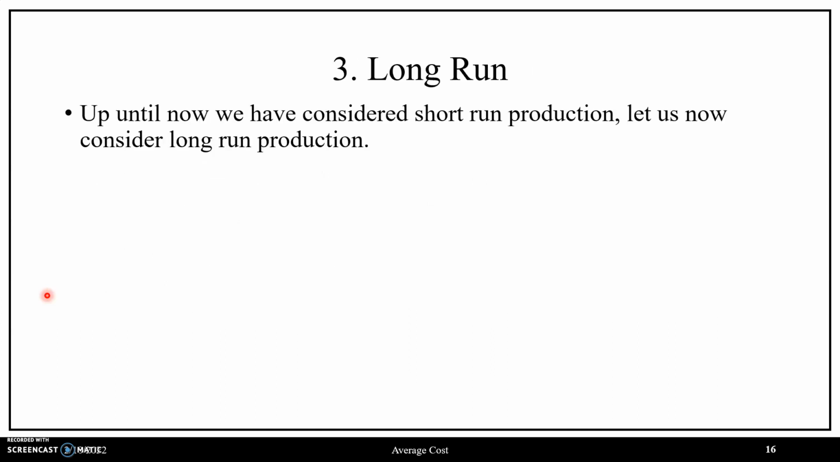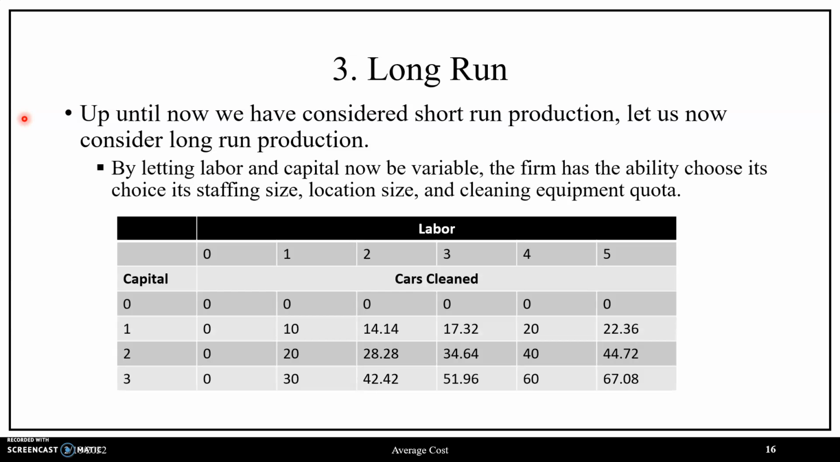So with our discussion on cost complete, where we'd like to conclude today is by considering the long run, where up until now we have considered short-run production. Let us now consider long-run production, where recall this means that all our inputs will be variable. Since we're considering a firm that's using labor and capital, labor is going to be variable as before, and now capital will be variable. That is the location size where they're cleaning the cars, as well as the cleaning equipment.